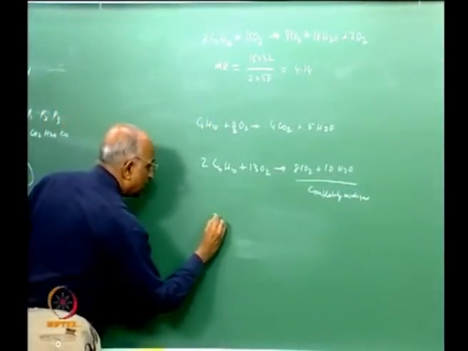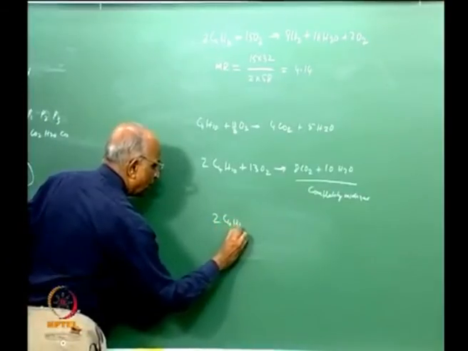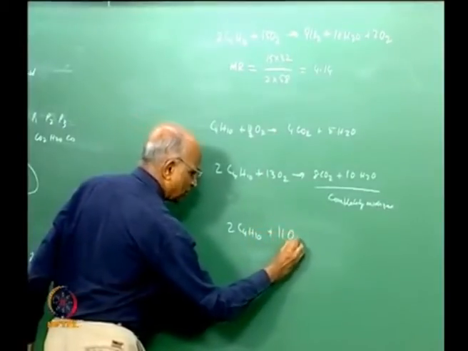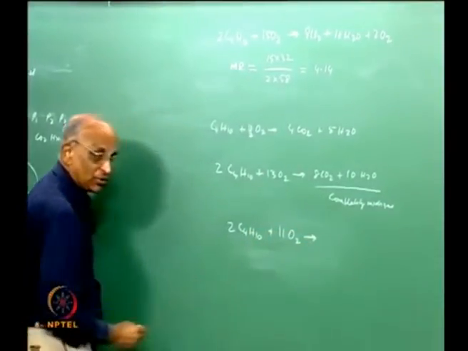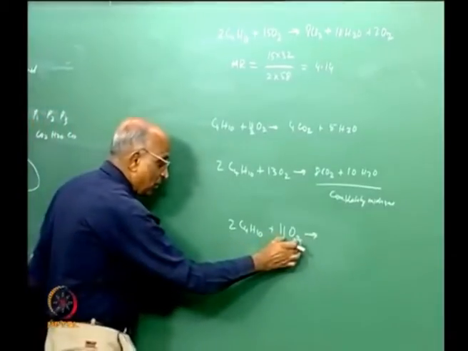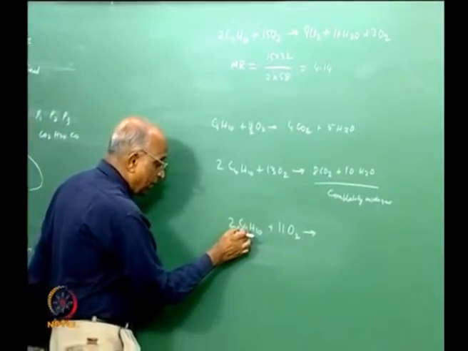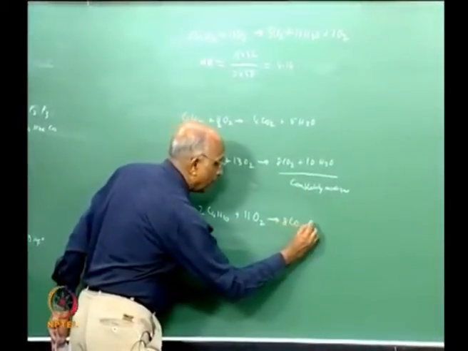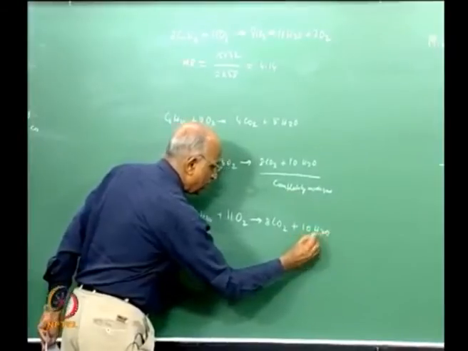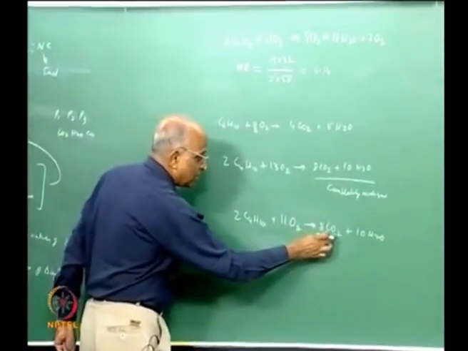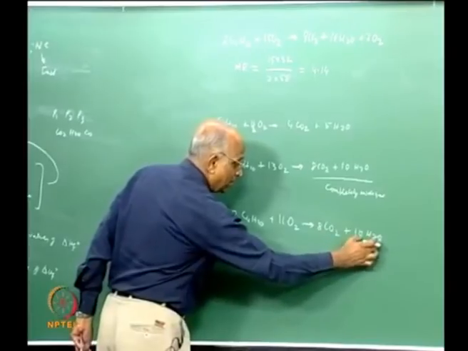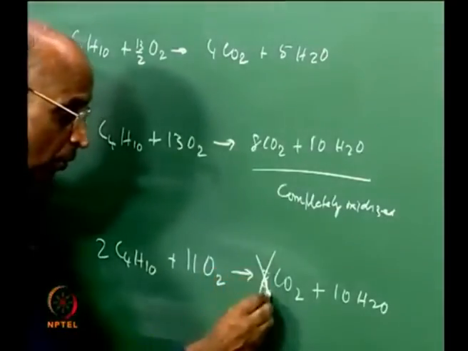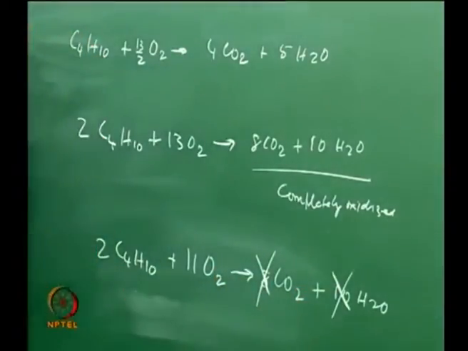I take the same reaction, 2 C4H10 plus, now instead of giving 13 for stoichiometry I give 11 of oxygen. That means I am starved for oxygen. If I am starved for oxygen, what is going to happen? I cannot get 8 CO2 and I cannot get 10 H2O. The reason being, I need 16 plus 10, that means 26, whereas I have only 22. Therefore this is not possible. Somewhere I have to balance it.